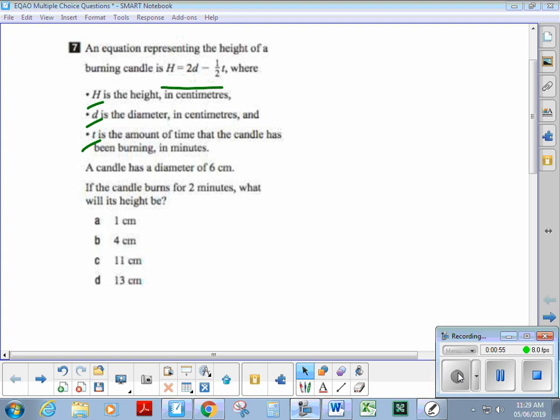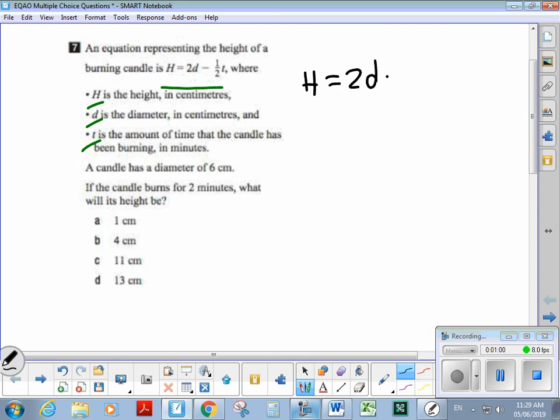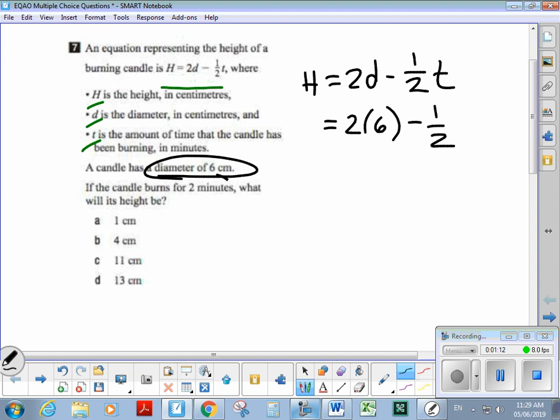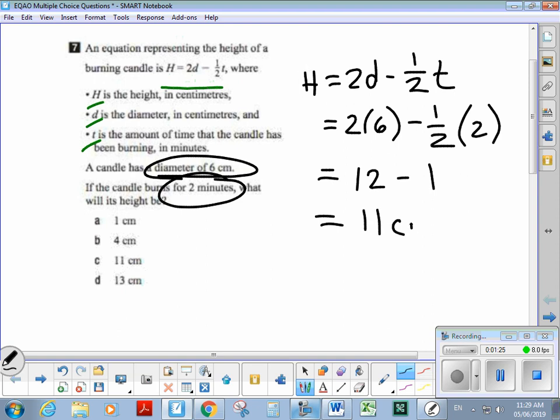Okay, so how do you do this question? This is practicing substitution. So your rough work or your whiteboard should look like this. You are going to substitute in d. We know that the diameter is 6. So it should be 2 times the 6. They tell us the time is 2 minutes, multiplied by 2. So this is just calculator work. 2 times 6 is 12, minus half of 2, or 0.5 of 2 is 1. So you should have got an answer of 11 centimeters. So for people that got C, you got it correct. Next question.